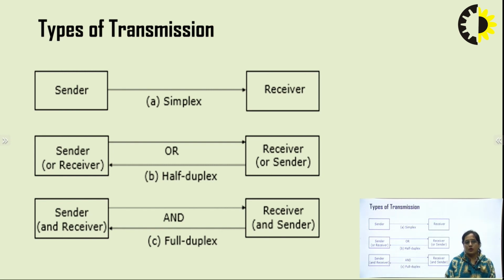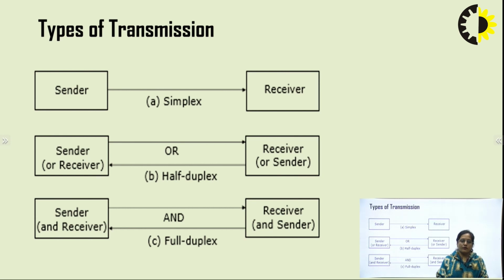Half duplex mode is exemplified by a walkie-talkie, where at one time a sender acts as a transmitter, and at another time, through a switch, we can change that sender to receiver mode. So at a time, one device acts as a sender and another device acts as a receiver.